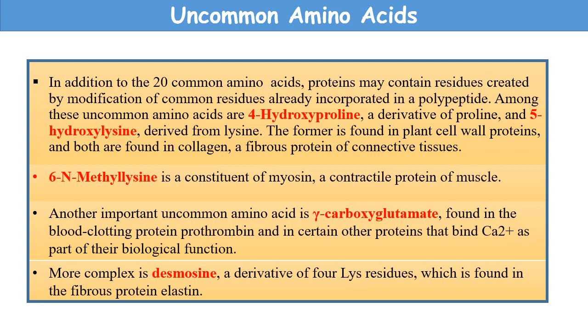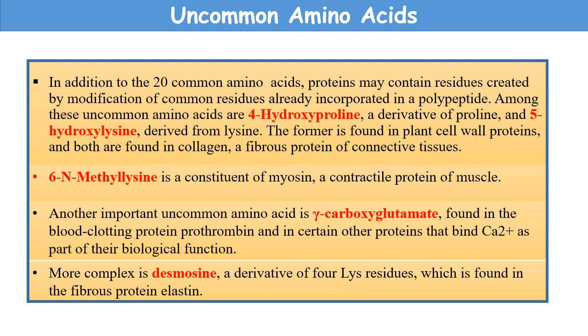Now, uncommon amino acids. In addition to these 20 common amino acids, proteins may contain residues created by modification of common residues already incorporated in a polypeptide. Among these uncommon amino acids, you can find 4-hydroxyproline, a derivative of proline, and 5-hydroxylysine, derived from lysine. The former is found in plant cell wall proteins and both are found in collagen, a fibrous protein of connective tissues.